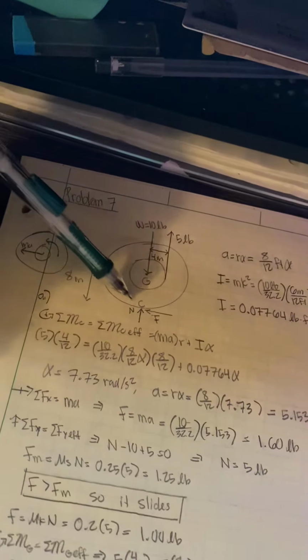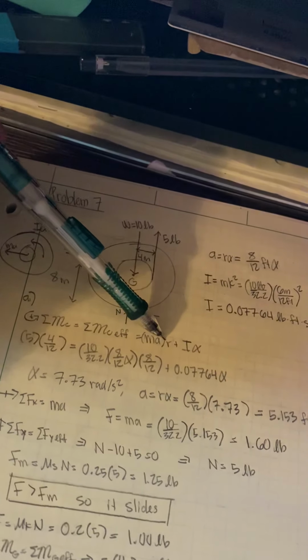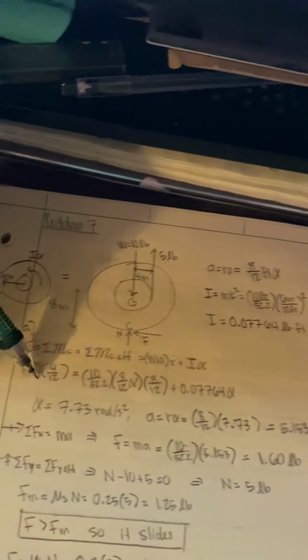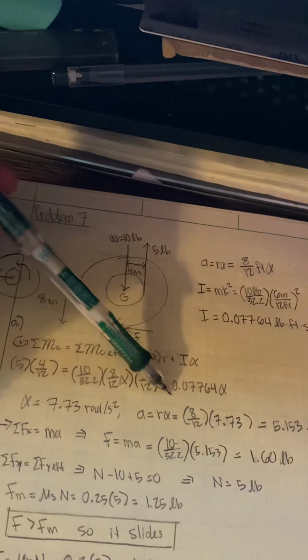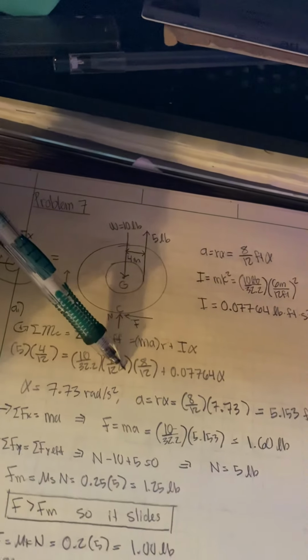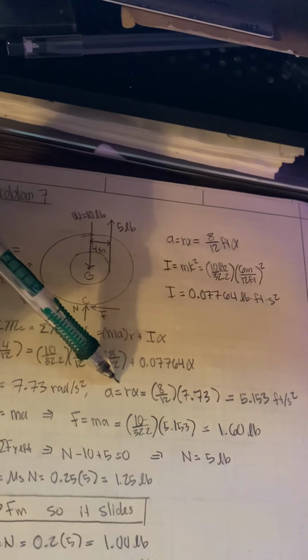Take the sum of forces in the C direction, which would be equal to the mass times acceleration times r plus inertia times the angular acceleration. Then we plug in the values, and we know all the values except the angular acceleration, which is what we solve for right here. Plug that in to get our acceleration.